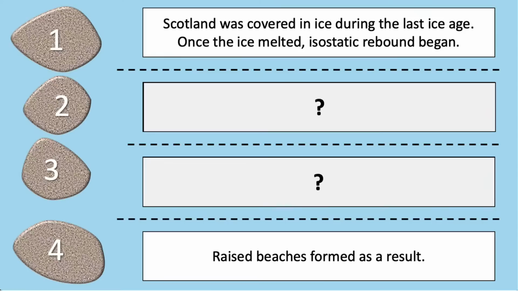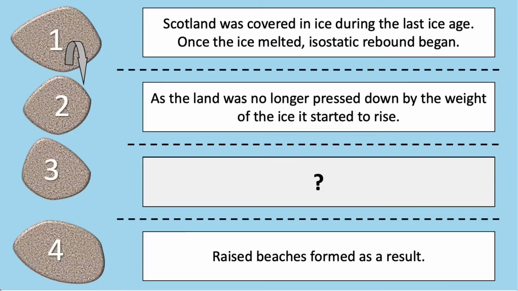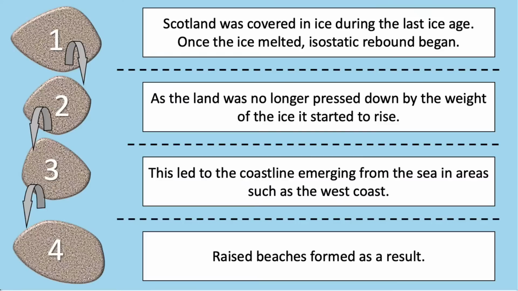Right, okay, so let's reveal now what we've got in the first box. So, first of all, we've got Scotland being covered by the ice and the ice melting and isostatic rebound beginning. Then the ice is gone, so the land isn't being pressed down by that weight anymore. It starts to rise. And then, yeah, Ryan's put some very good points there as well. The coastline emerges from the sea in areas such as the west coast of Scotland, and that formed raised beaches.